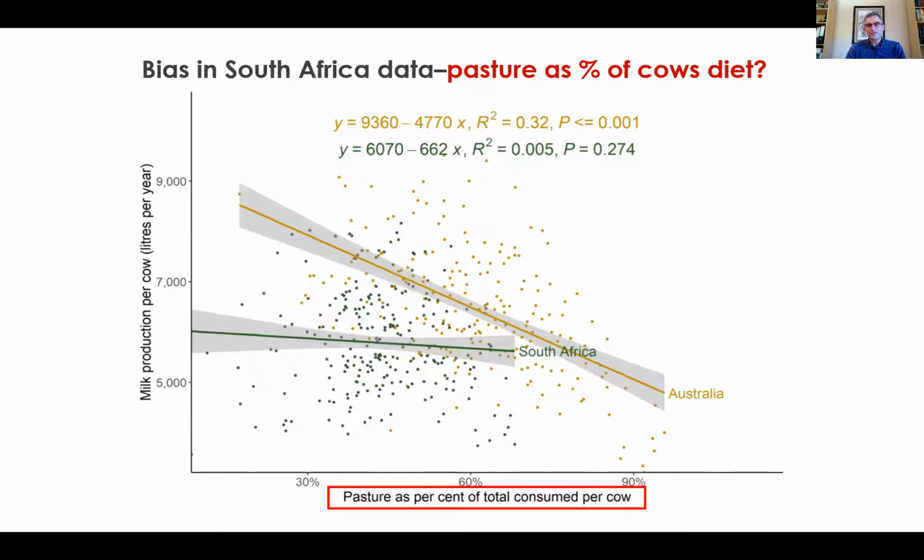However, when the South African data is overlaid, the relationship is no longer significant, and unlike in the Australian data, increasing the percent of pasture in the diet has no impact on milk production per cow. So some factor in the South African data set is clearly creating a bias in the results.